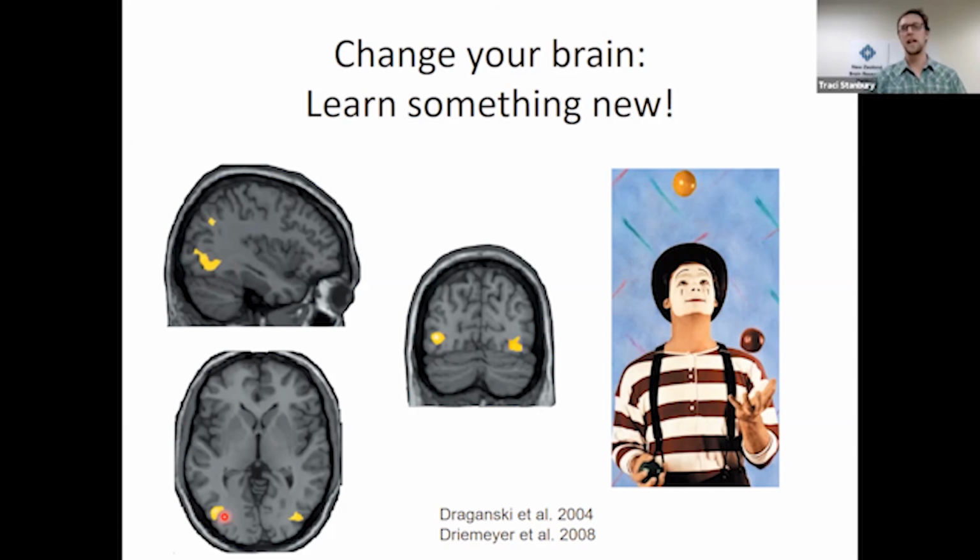When this originally came out, the press got a hold of it and it exploded and they said, oh, these areas of yellow, we've identified the juggling areas of the brain. But obviously that's not the point. The point of this is to say that you can structurally change your brain as a consequence of learning something new, right? And it doesn't have to be juggling, right?